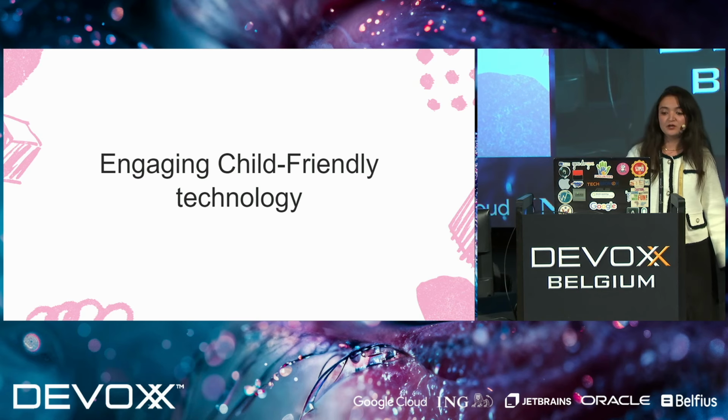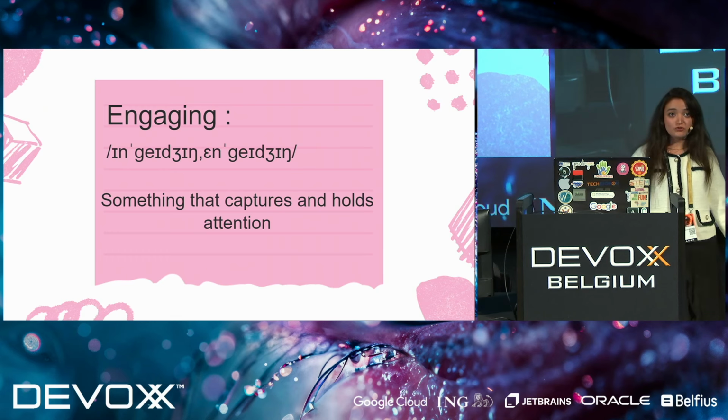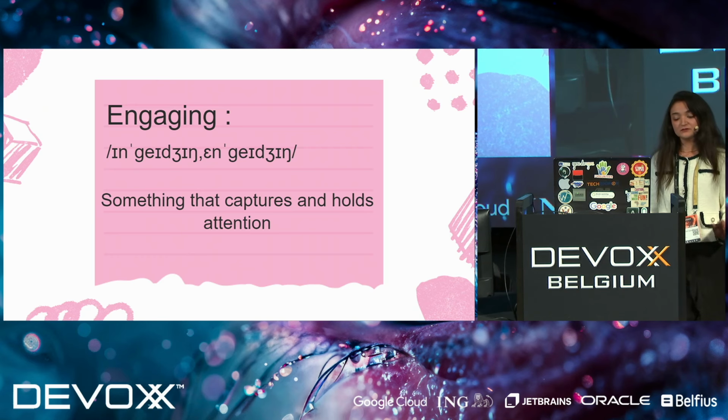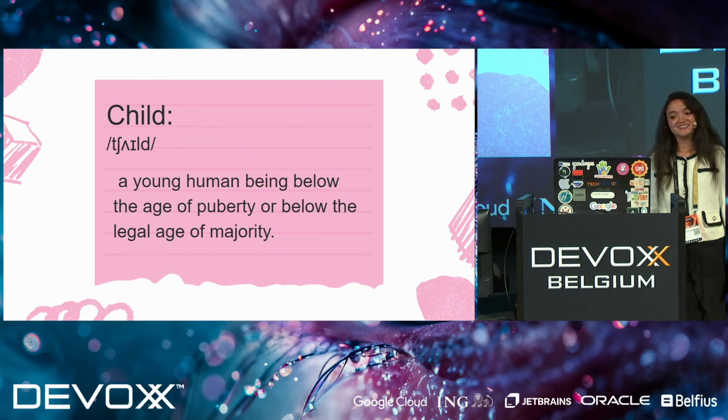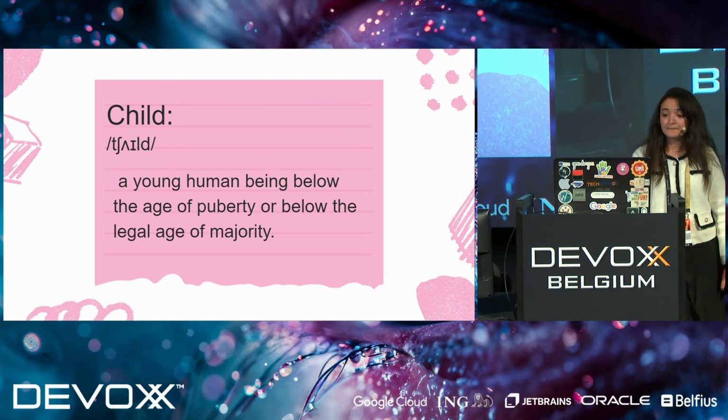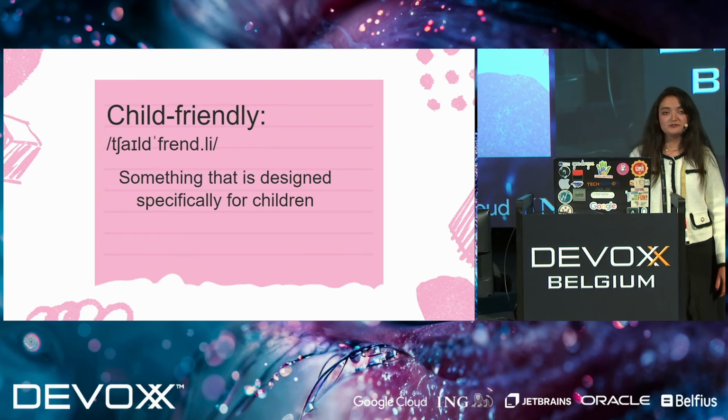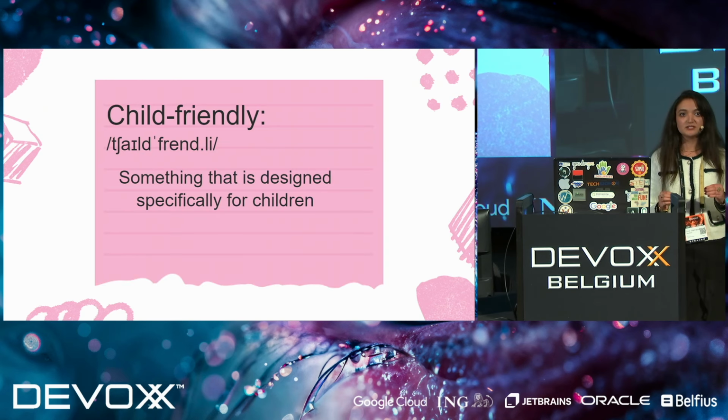Let's start by defining what we mean by engaging. So engaging is something that captures and holds attention. So hold on to that thought. And if we're talking about child-friendly, we need to define what is a child. Okay, so a child is a young human being who is below the age of puberty, and from a legal point of view, below the age of majority, which is 18 in most countries. So something that is child-friendly is designed specifically for children.